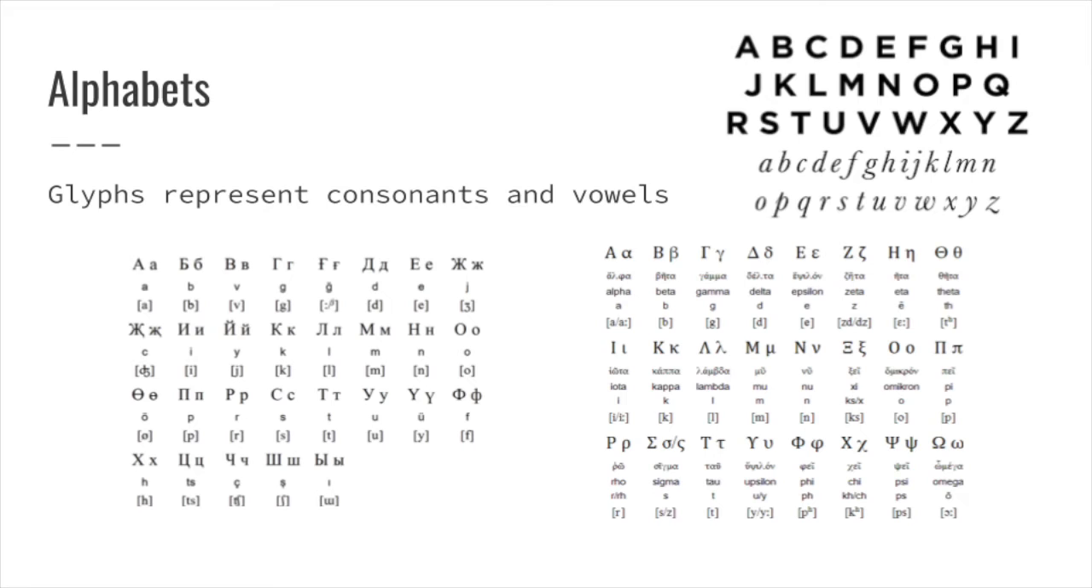And finally, we have alphabets, which you're probably familiar with. In an alphabet, glyphs represent consonants and vowels.